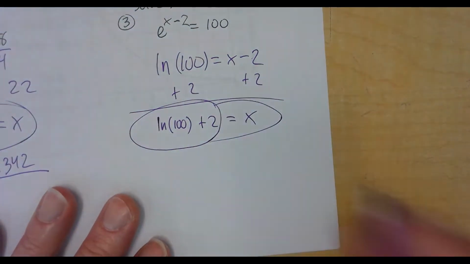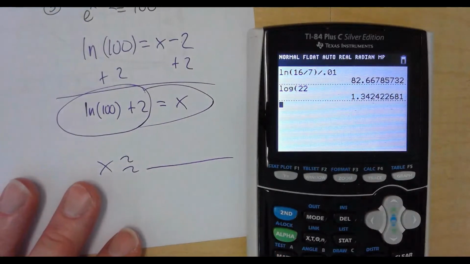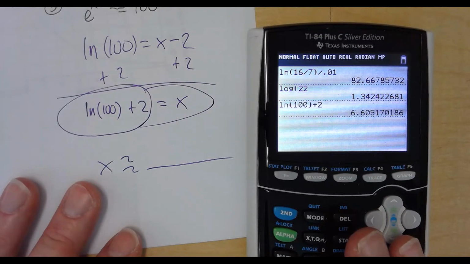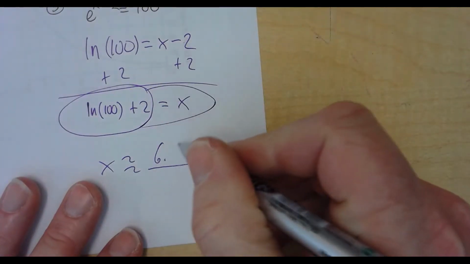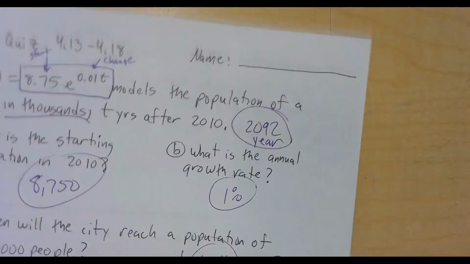And now we're going to type it into the calculator and get a decimal approximation. So natural log of 100, close the parentheses, very important, plus 2. 3 decimal places, 605. So 6.605. Okay, so that's the first page.